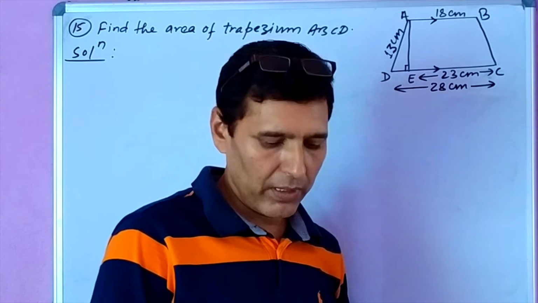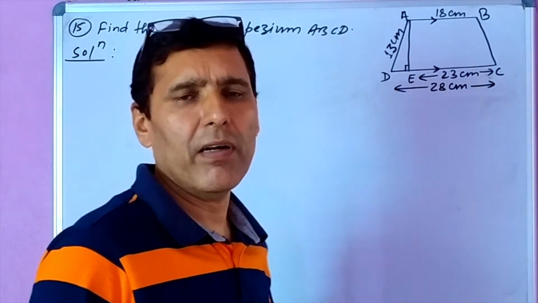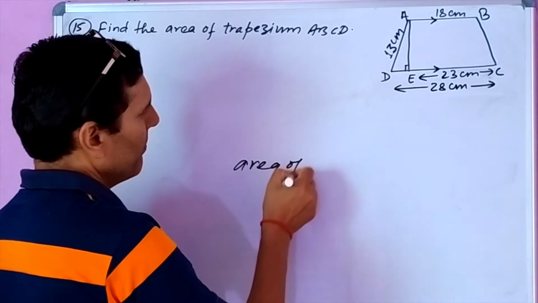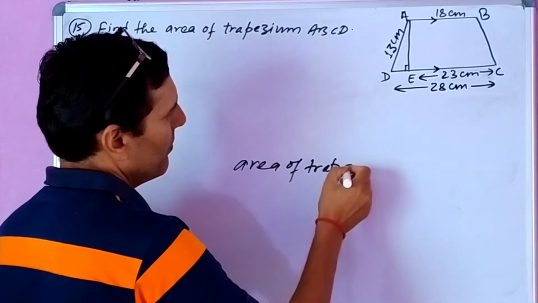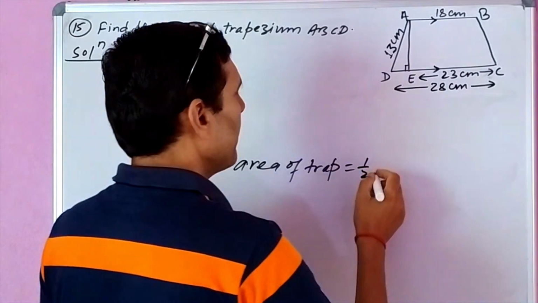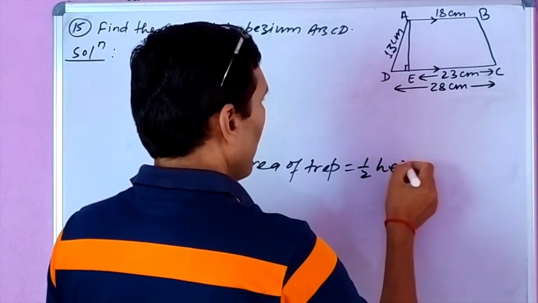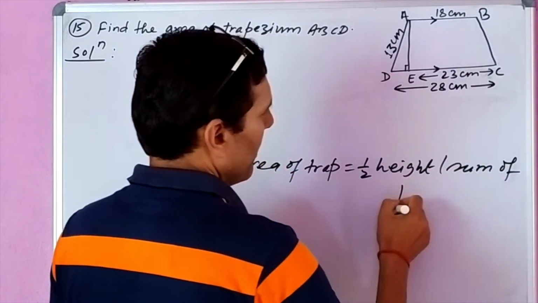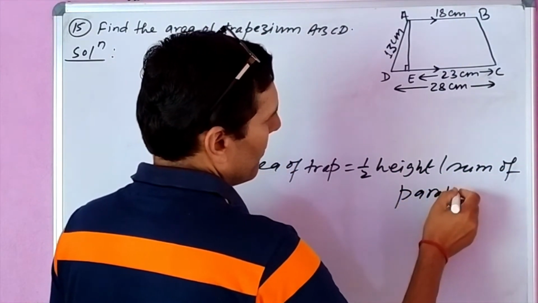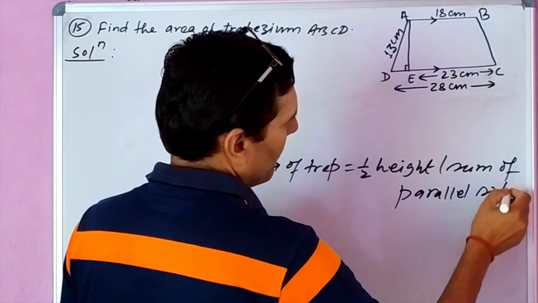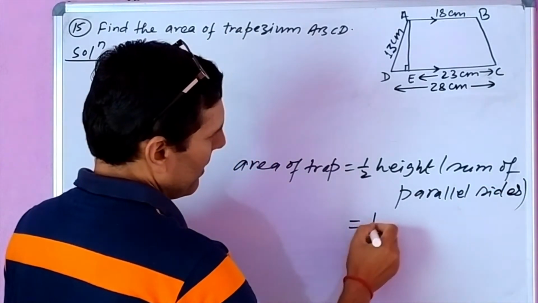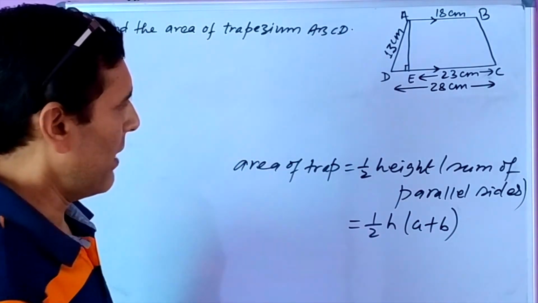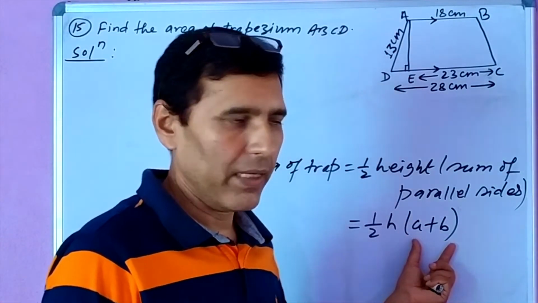What is the formula to calculate the area of a trapezium? We know that the area of a trapezium is half, height, sum of parallel sides. Or we can write this as 1 by 2 h (a plus b), where h is the height, and a and b are the parallel sides.